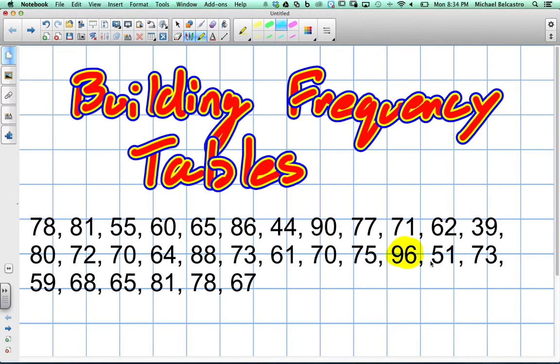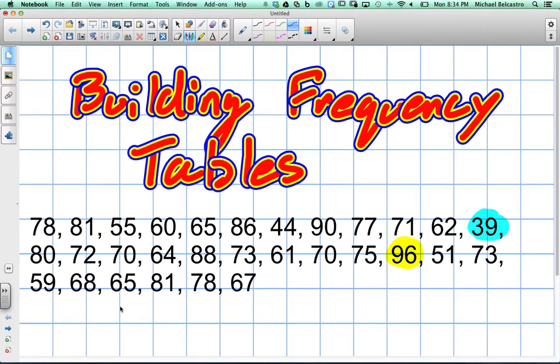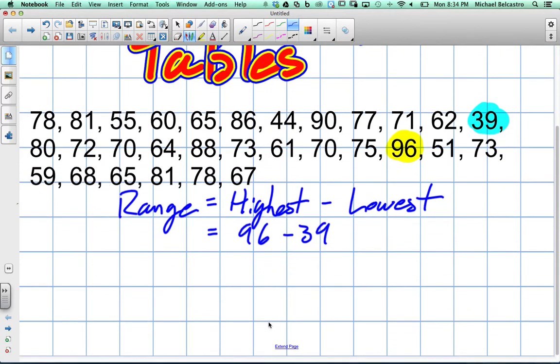39, 39. Okay, so this is important. We want to know what our range is. And the range is essentially from your highest number, so the highest, and you're going to subtract your lowest. Pretty straightforward for us. We get 96, subtract 39. That's going to be 57, I think?